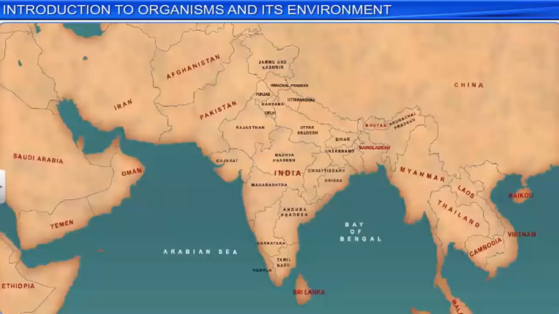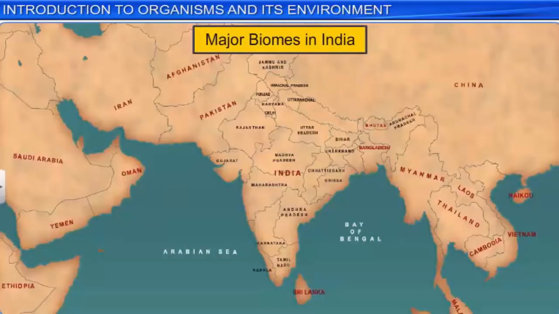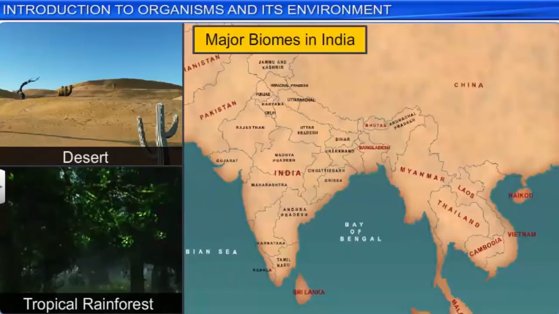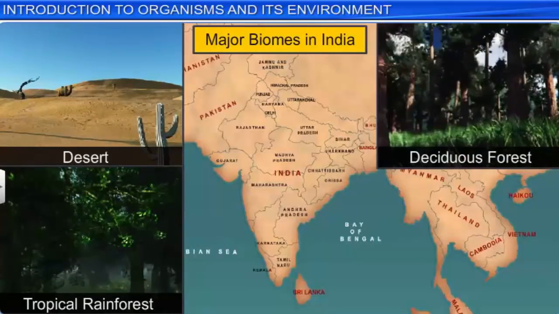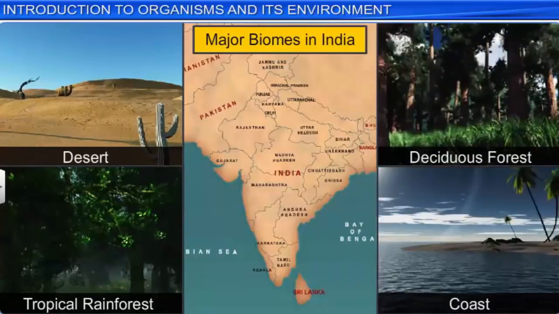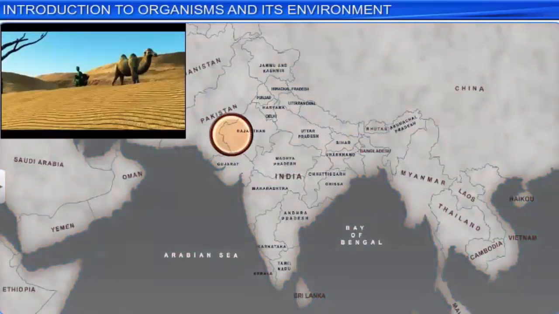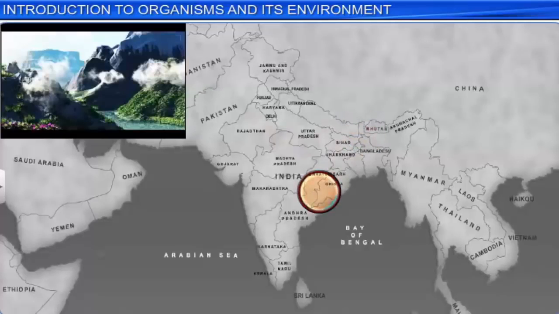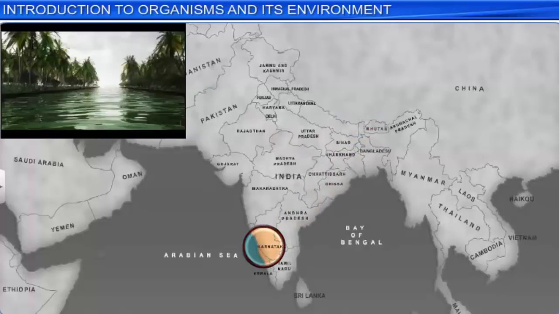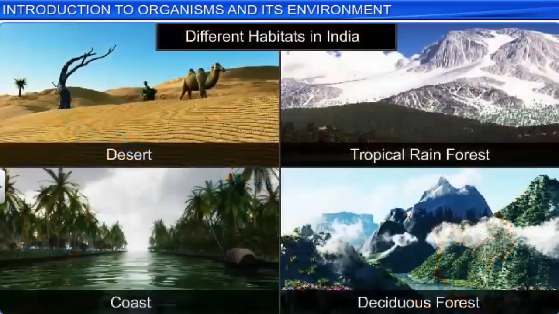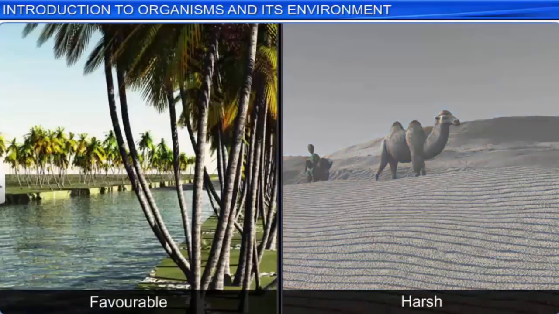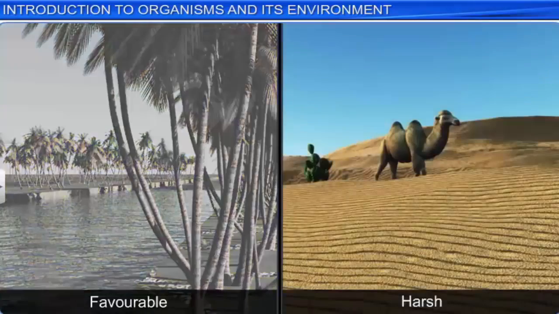In India too, we find major biomes such as deserts, tropical rainforests, deciduous forests, and coasts. Apart from climatic changes, each biome is also affected by local and regional variations, which have resulted in the formation of a wide range of habitats. Some of these habitats are favorable, while others are harsh.